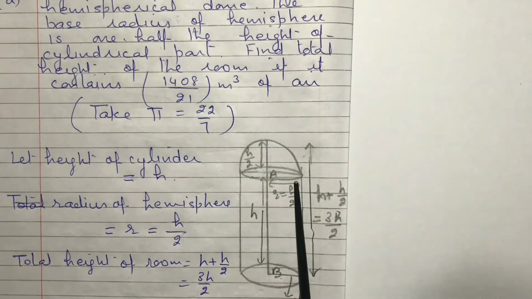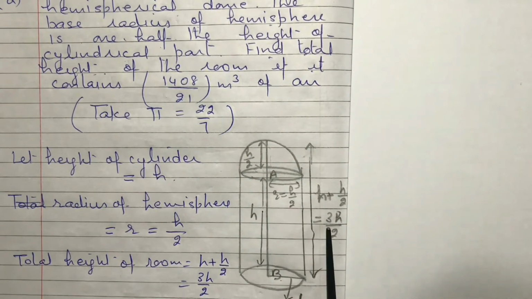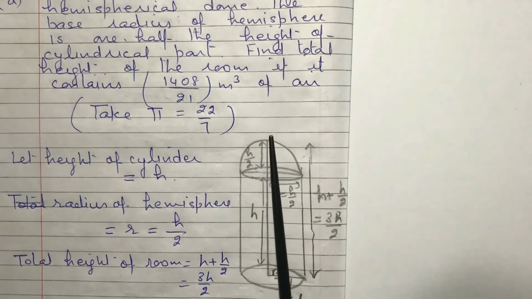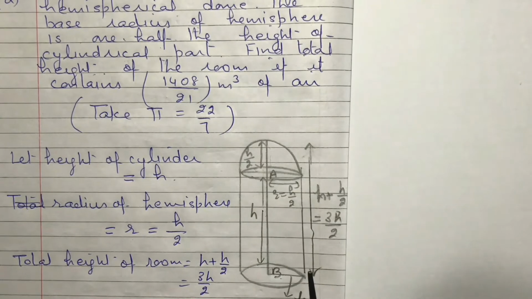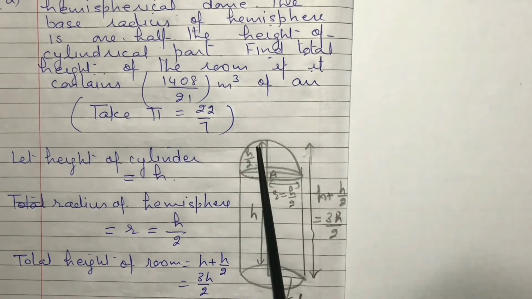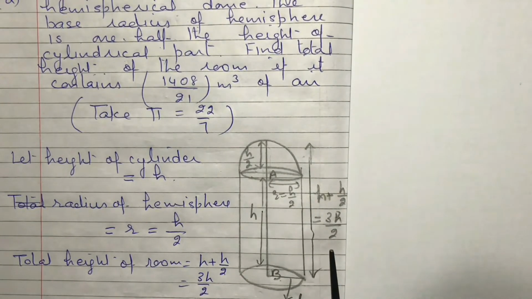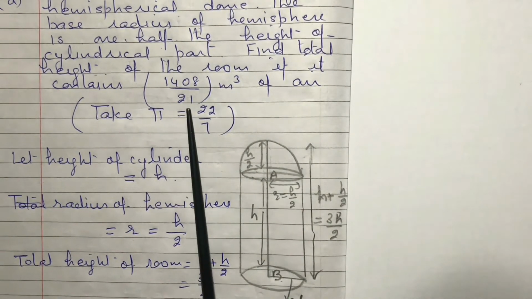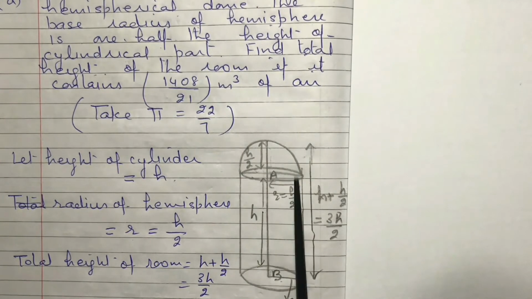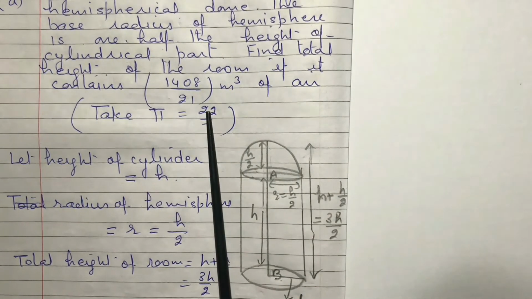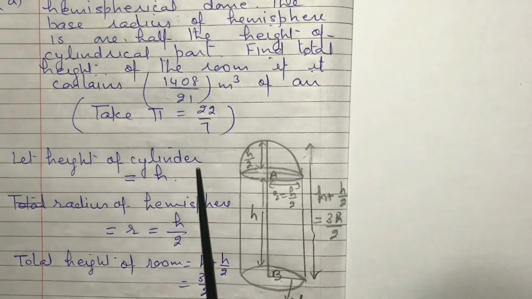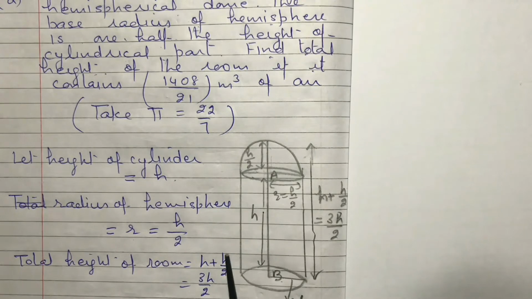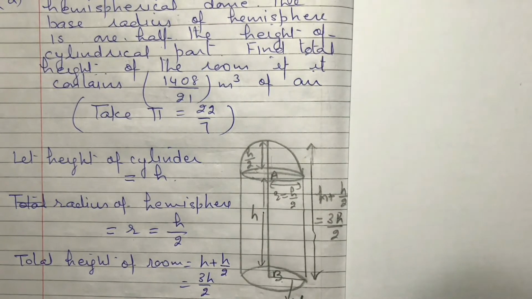This is the figure, and I have written all the dimensions here. Again, listen. This is h. This is h by 2. This is h by 2. This is h by 2. The total height is h plus h by 2, that is 3h by 2. Now this room contains 1408 upon 21 meter cube of air. It means we can take this as the volume of the room. So height of the cylinder is h, radius of the hemisphere is r, that is h by 2. Total height of the room is h plus h by 2, that is 3h by 2.